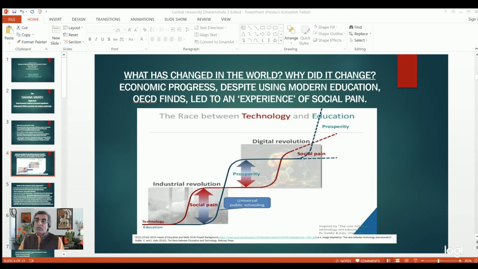What has changed in the world since 2008? This graph, given in OECD's Future of Education and Skills 2030 project report, shows how during the Industrial Revolution and Digital Revolution, it has brought growth of technology and education on the same graph. So you are trying to measure these two things in one quadrant, in one dimension. It is relating progress and education. But how does it impact us? That becomes a question for us to consider.